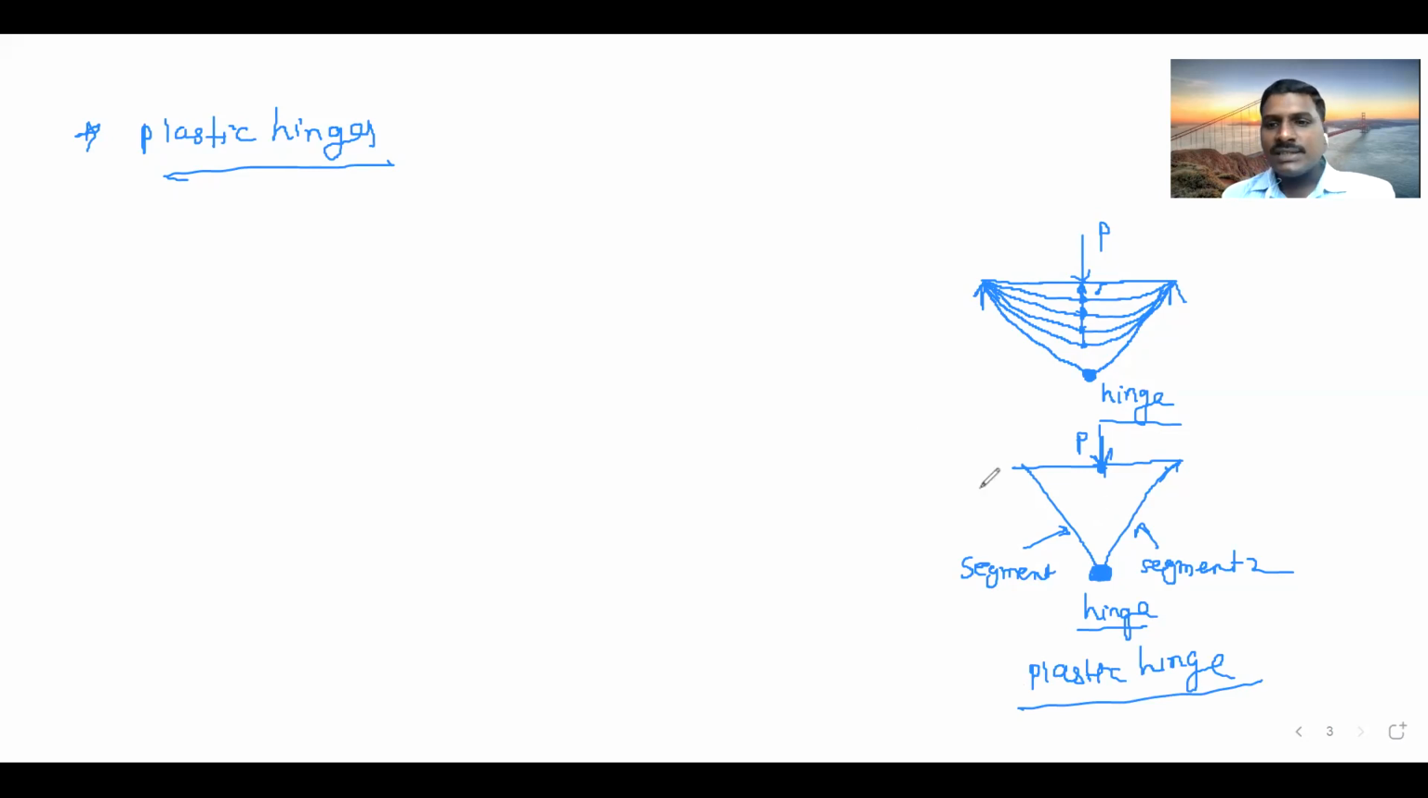So such hinges are formed when your member goes from the elastic zone to the plastic zone.